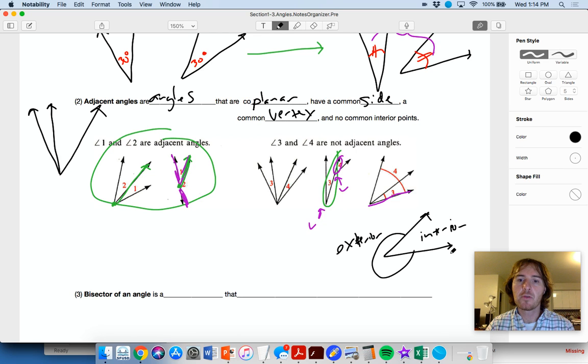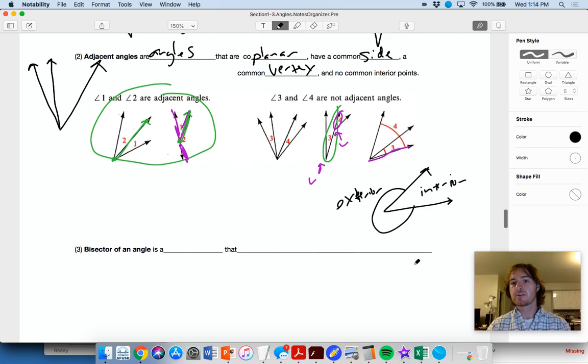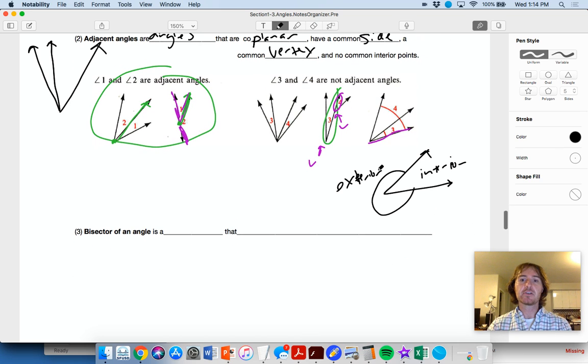Okay, exterior is all the way around here. Interior is right in here. And then this is the angle itself, because remember, an angle is just two rays, right? That's what an angle is: two rays that form a common endpoint. Interior and exterior aren't part of the shape themselves.